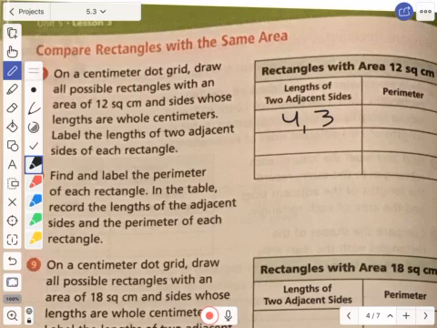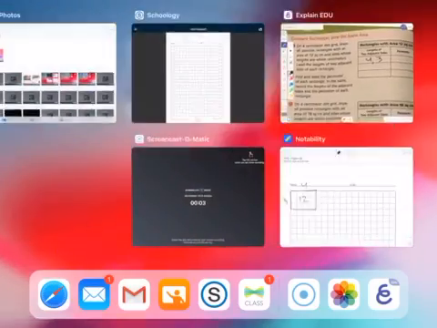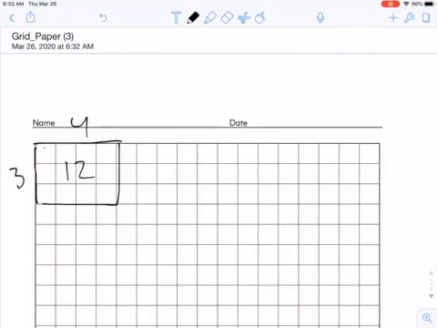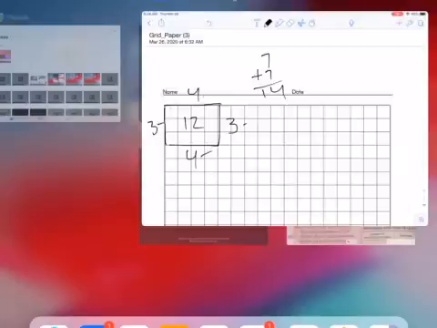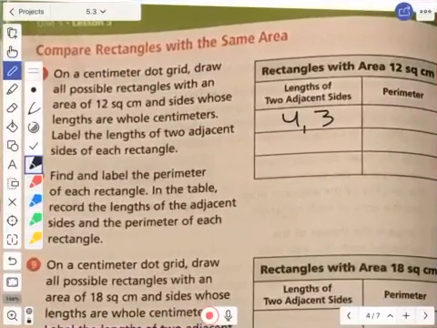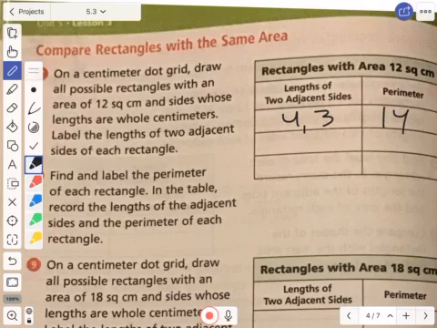What's the perimeter, though? So now I got to go back into Notability. So if my top is 4, my bottom is 4, my left is 3, my right is 3. So now I have to just, remember perimeter is add all the sides. Area is the inside, perimeter is the outside. So 4 plus 3 is 7, 4 plus 3 is 7, 7 plus 7 is 14. Okay, so that's one example for the top one.